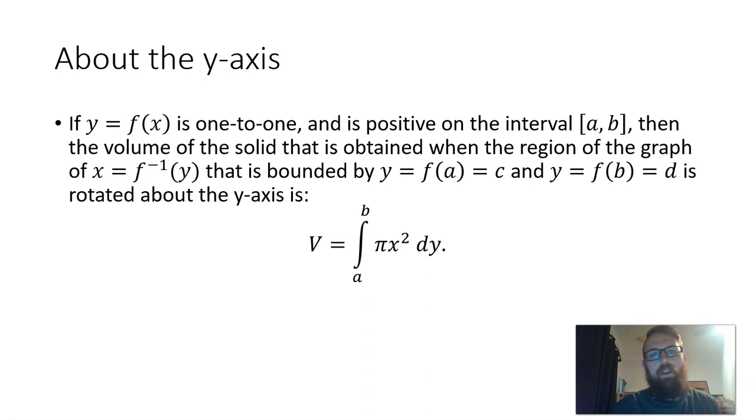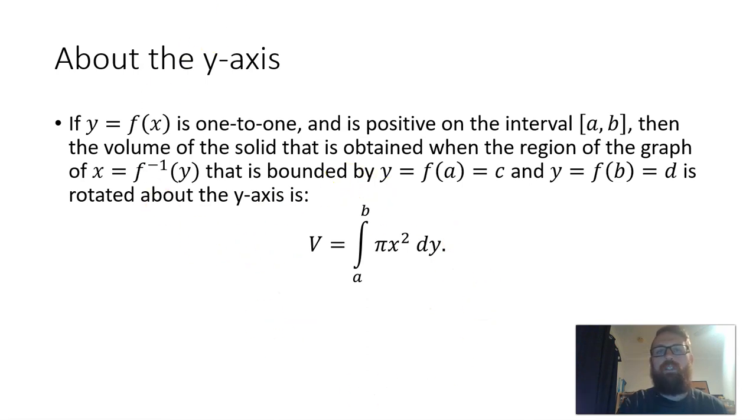So what are the rules around the y-axis? If we've got y equals f of x, a function, we need it to be one-to-one, firstly. We'll have a look at what that means in a minute. We also need it to be positive on the interval [a, b], just like the x-axis. If that's the case, then the volume of the solid obtained when the region of the graph of the inverse function, bounded by f of a and f of b, is rotated about the y-axis looks like this, which is extremely similar to what we've got.